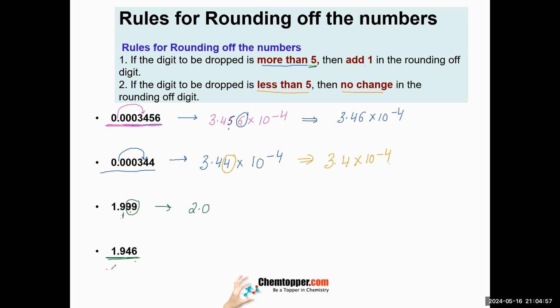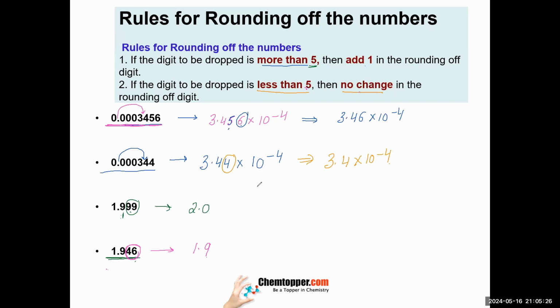Let's check this one. I want to put this number in 2 digits. So it means I want to drop this 46. When you drop this 46, it is less than 50. So no change. So it will become 1.9. So that's the meaning of the rounding off.